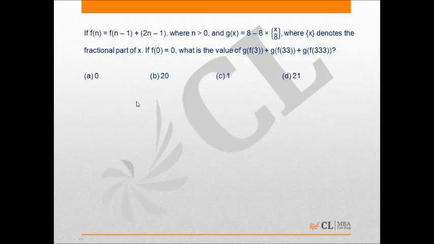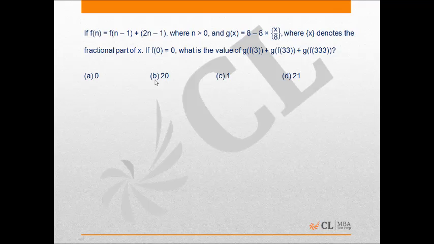This would be a level 2 question. Here it's given that f(n) = f(n-1) + 2n - 1, where n is greater than 0, and g(x) = 8 - 8{x/8}, where {x} denotes the fractional part of x. If f(0) is 0, what is the value of g(f(3)) + g(f(33)) + g(f(333))?